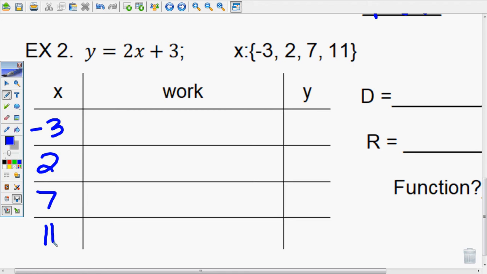All right, so we're gonna do the work. Work means that you're plugging it in without a calculator. There's gonna be a lot of without a calculator in this class, and you will survive. So, what am I gonna plug in? -3. That'll be 2 times parentheses -3 plus 3, and we're gonna do the math.